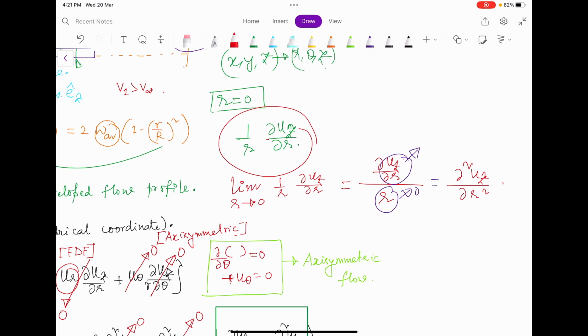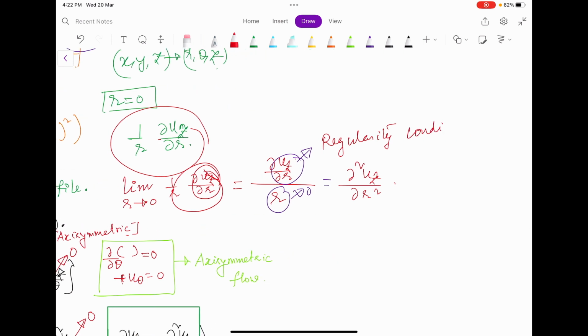So to have this term defined at r equal to 0, you must have del u z del r equal to 0. This is one of the conditions, and this is called the regularity condition. It arises because of the singular point when we transform the Cartesian coordinate to the cylindrical coordinate. We also call this the symmetry condition because it is applied at the line of symmetry.